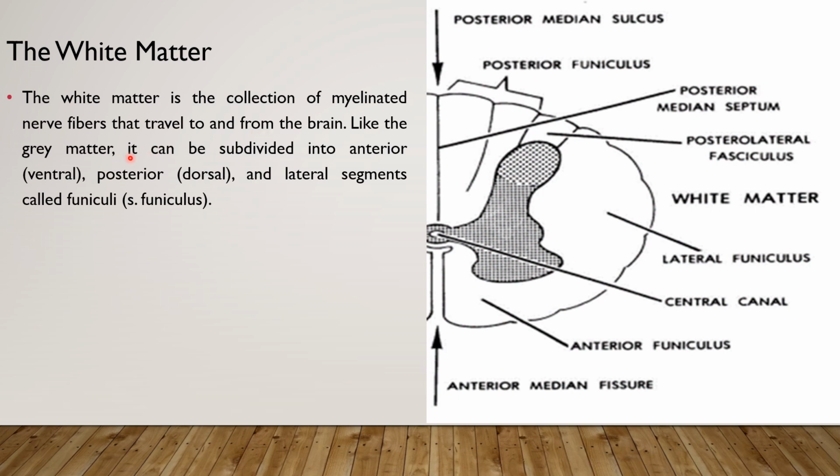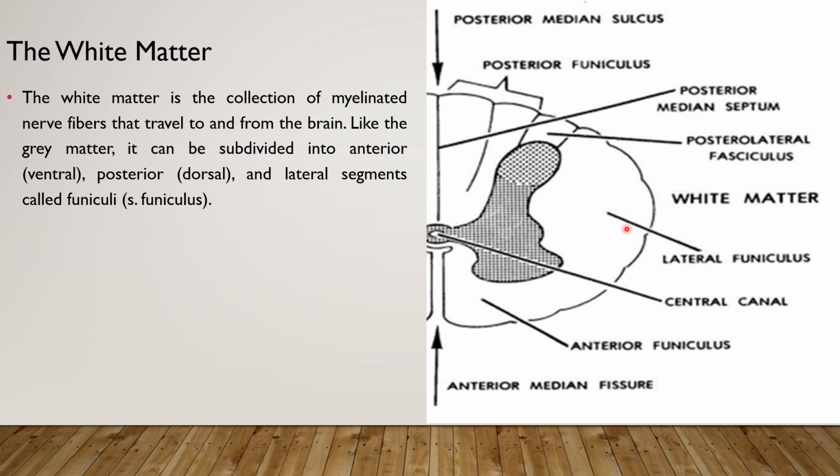Like the grey matter, it is subdivided into anterior or ventral, posterior or dorsal, and lateral segments. The grey matter was divided into columns or horns. This is divided into segments or funiculi: anterior funiculus, posterior funiculus, and lateral funiculus.